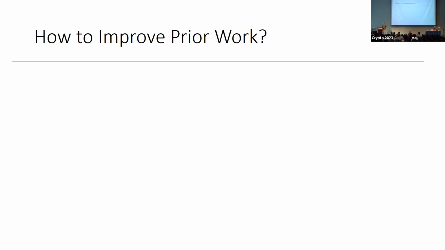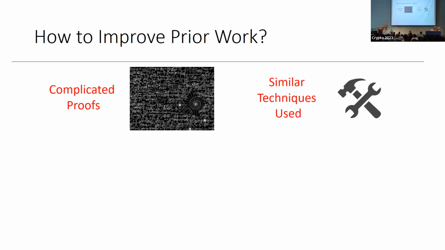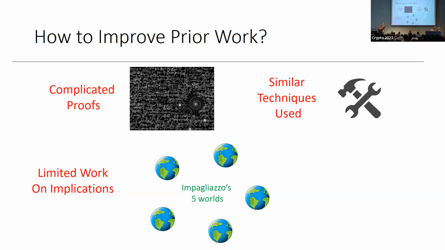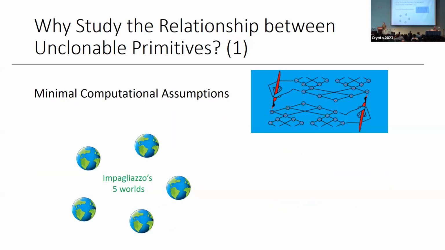So if you look at the prior work in unclonable cryptography, we'll notice that there are many complicated proofs, and non-experts might have a hard time understanding the details of those proofs. Also, there are many techniques that get to be reapplied in future work, but are applicable in only certain scenarios. Also, most of the works focus on the feasibility of several primitives, and there are much fewer works understanding which primitives imply which primitives. All in all, we can say that we need a more systematic study of this field. Now, on my third point, I'll elaborate more as to why we need more implication results.